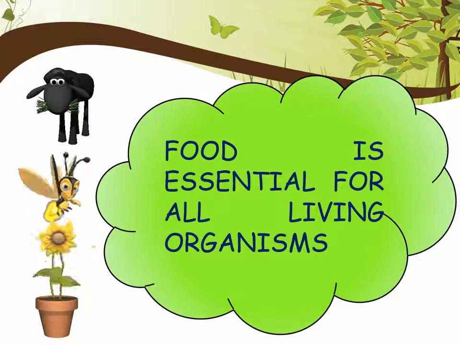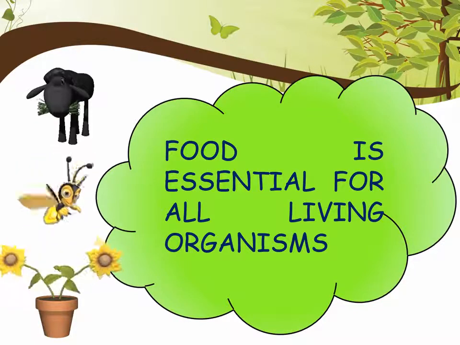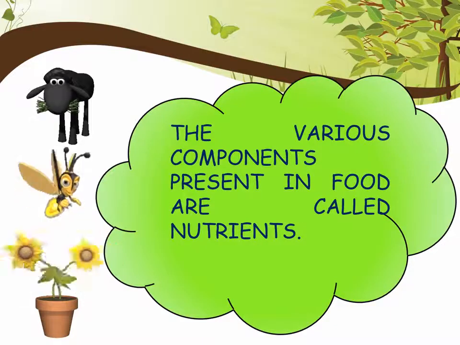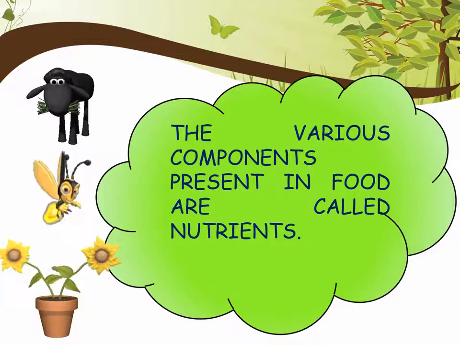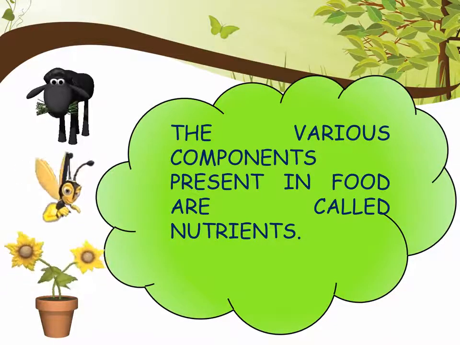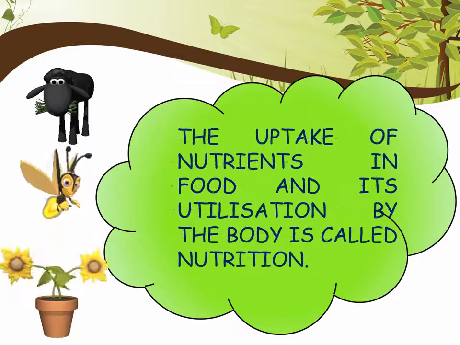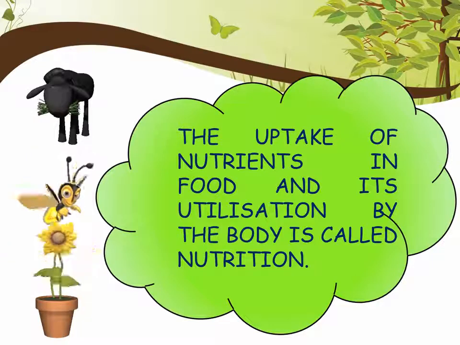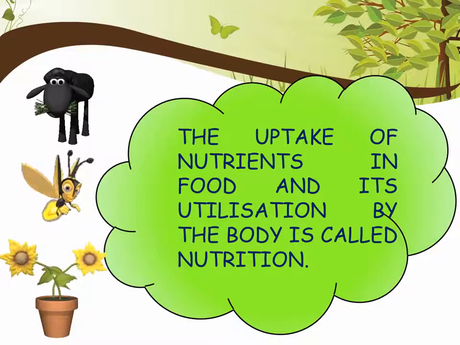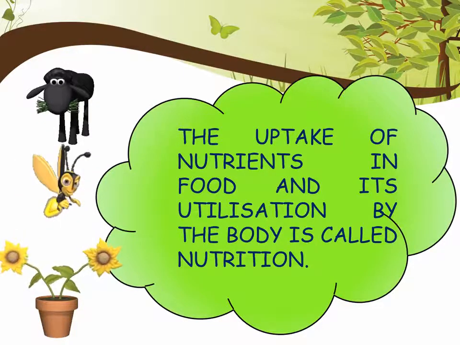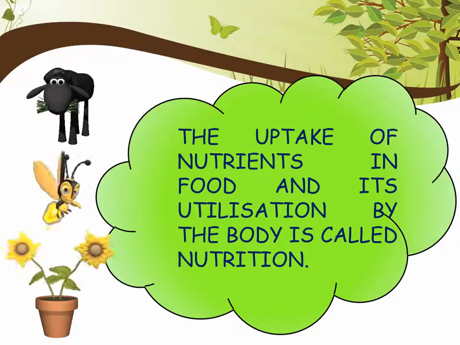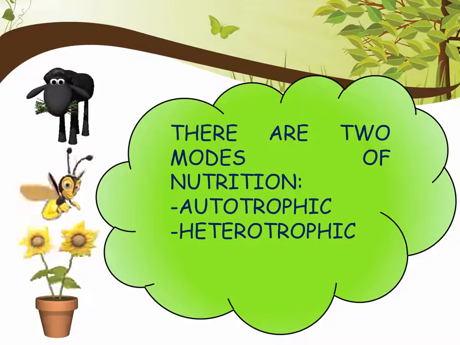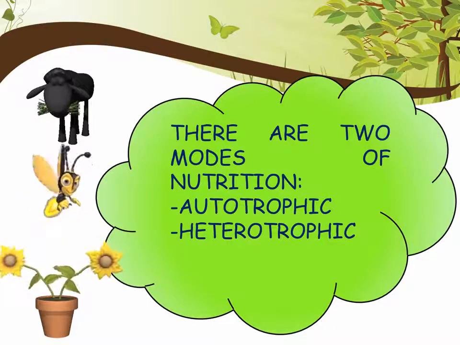Food is essential for all living organisms. The various components present in food are called nutrients. The uptake of nutrients in food and its utilization by the body is called nutrition. There are two modes of nutrition: autotrophic and heterotrophic.